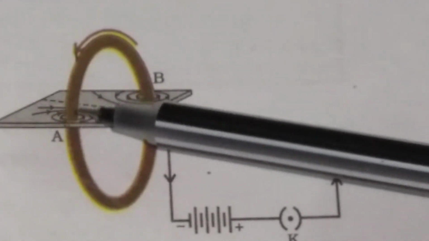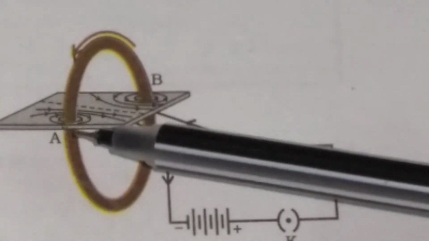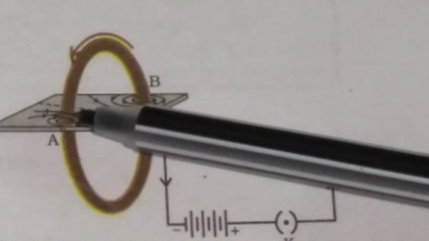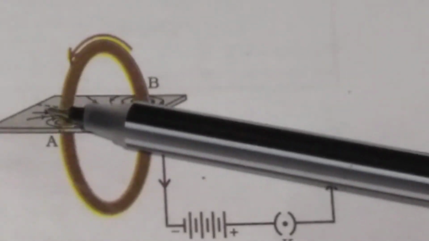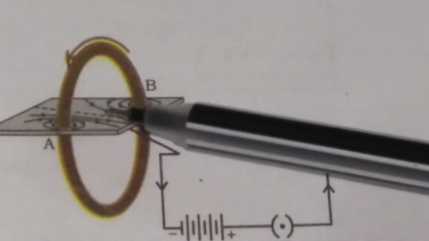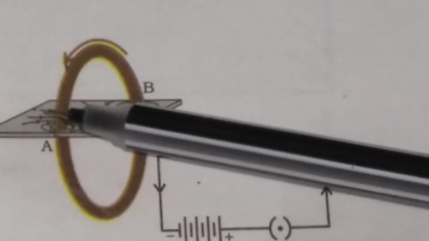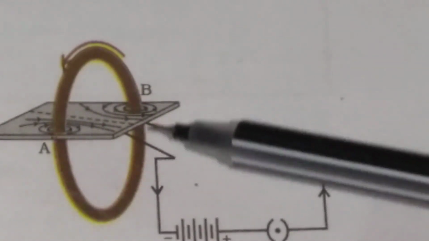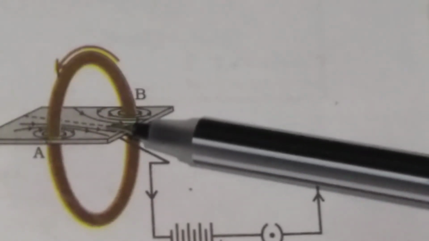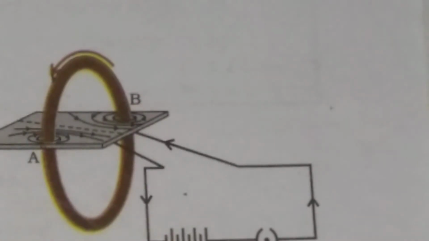Since here the current is moving down, if you apply your right hand thumb rule, the concentric magnetic field will be in clockwise direction like this. And here you see the current will be in this direction, from this side to this side. So in this way you will get the pattern of magnetic field lines on the cardboard.